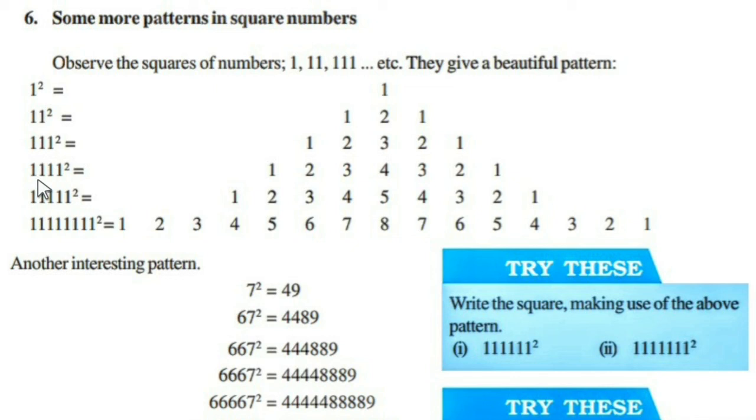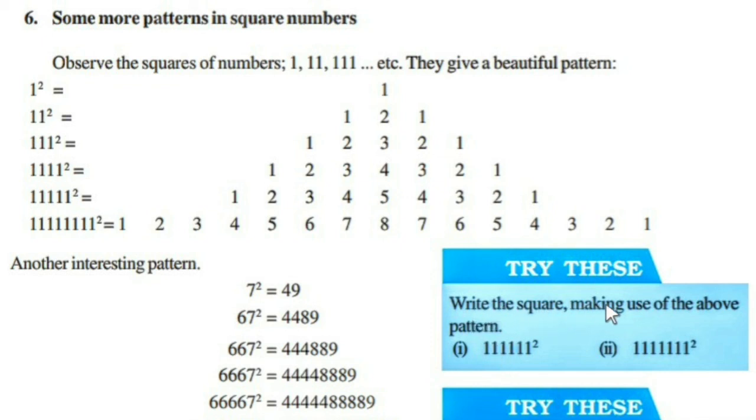Now 1,111 square equal to, see, 1, 2, 3, 4, 3, 2, 1. Here 5 times 1 square equal to 1, 2, 3, 4, 5, 4, 3, 2, 1. Here 8 times 1 square equal to 1, 2, 3, 4, 5, 6, 7, 8 and 7, 6, 5, 4, 3, 2, 1. So what we can see here? Up to half the numbers are in increasing pattern. Then after half the numbers go in decreasing pattern. So you can also find out the numbers for the given question.